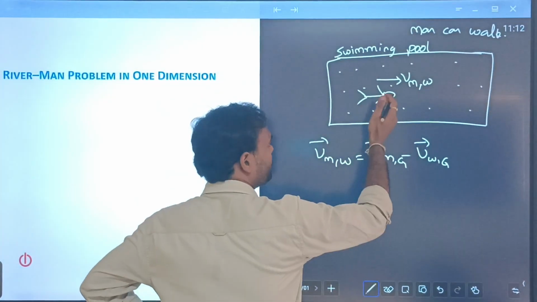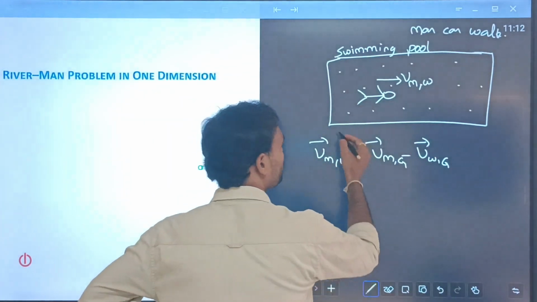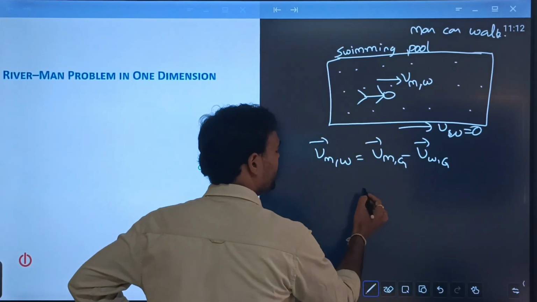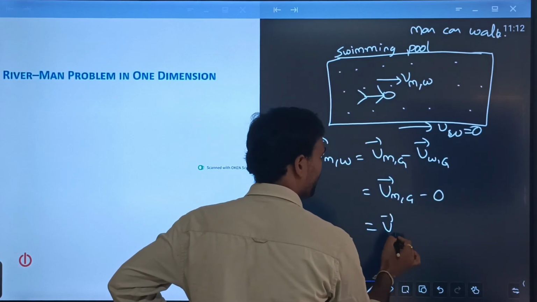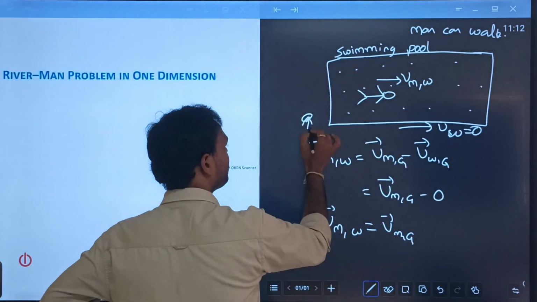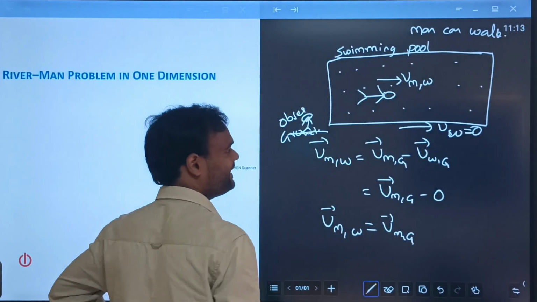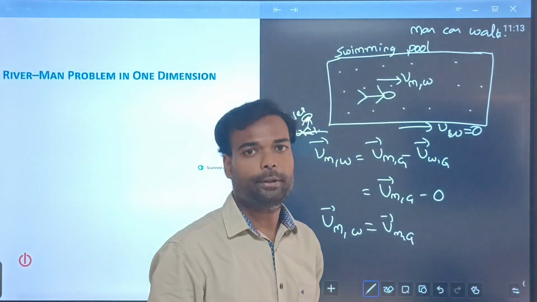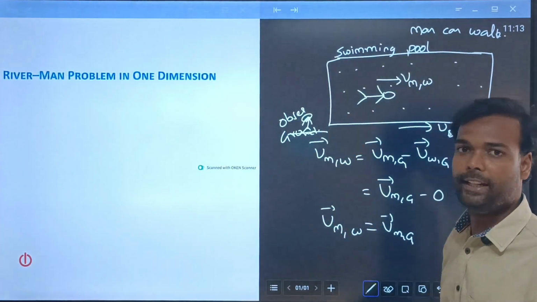Clear? Now, of course we know that the swimming pool will be at rest only. So the velocity of the swimming pool, or water, will be zero here. So can I say velocity of man with respect to ground is equal to velocity of man with respect to water. That means if a person is standing here and observing, he is on the ground, and with respect to him, his capability is velocity of man with respect to water. That means he is observing that he is able to move with this amount of speed.